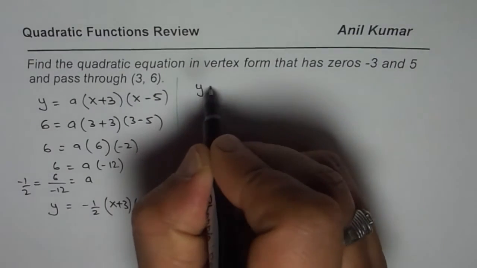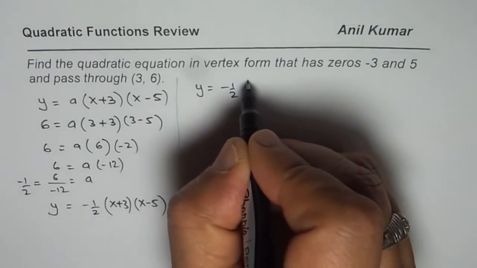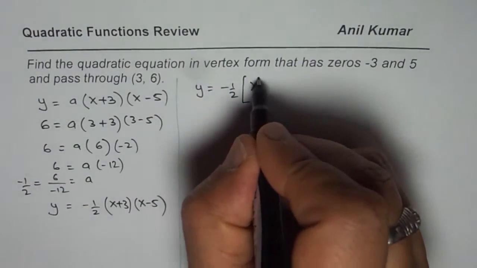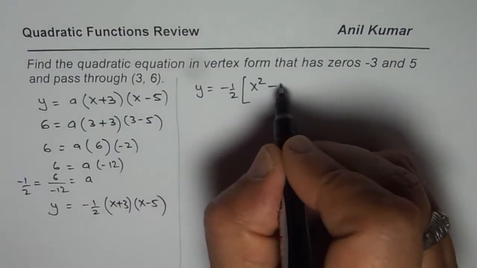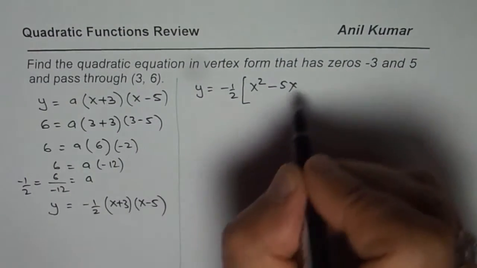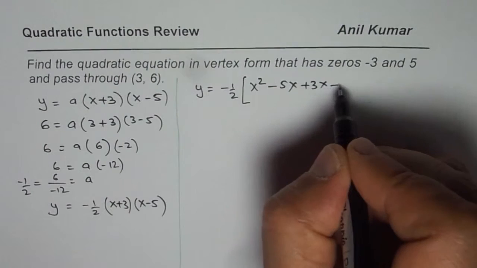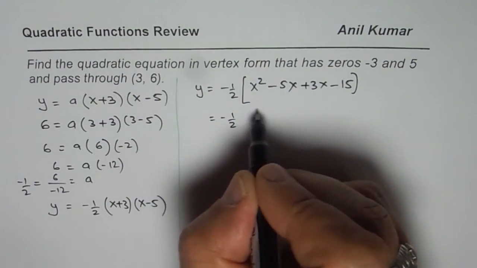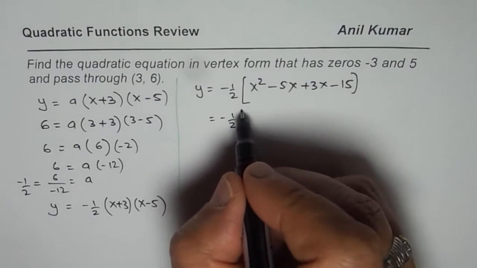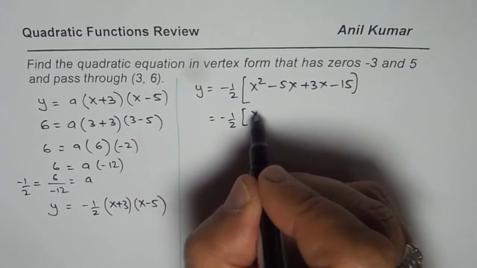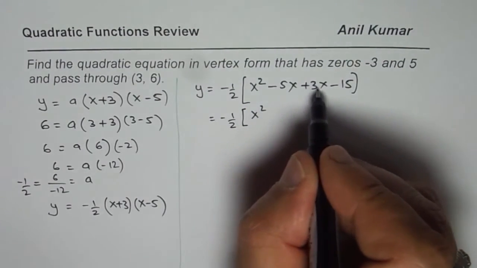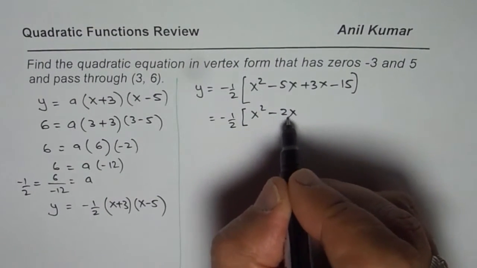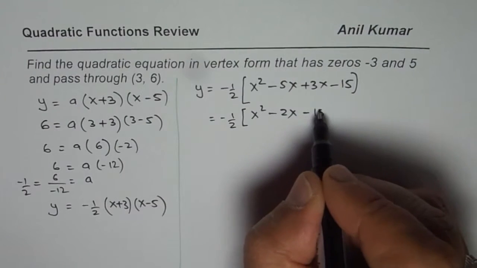So we'll rewrite the equation, minus half, and we will expand this, right? So we get x times x as x squared, and then minus 5x plus 3x minus 15, right? So we get minus half, and within brackets we'll keep x squared, minus 5x plus 3x is minus 2x, and then we have minus 15.